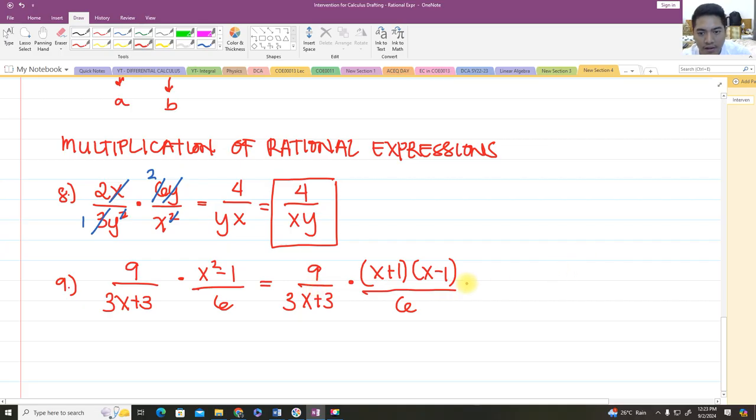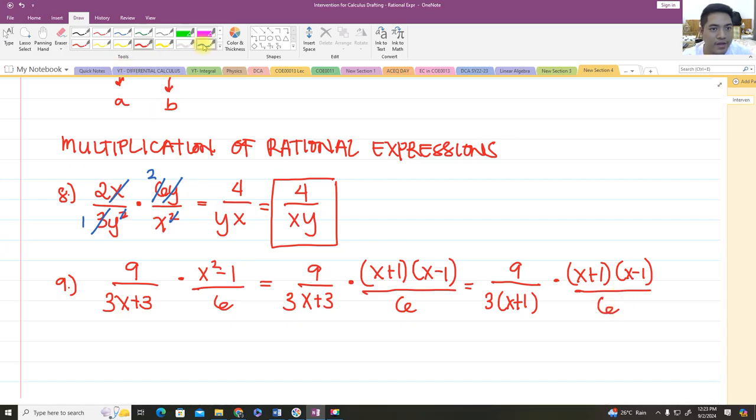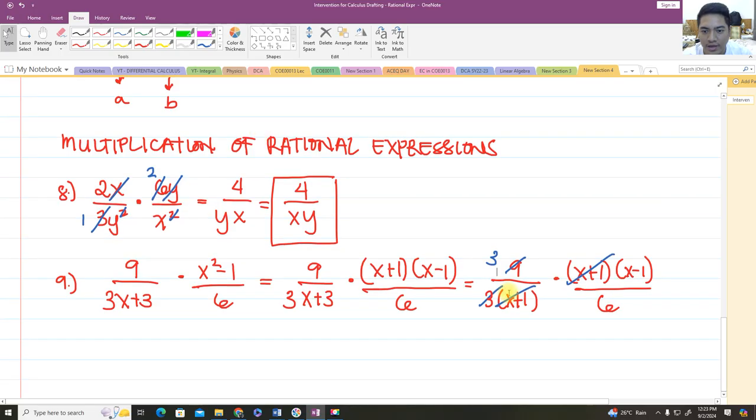I can also factor the denominator of 9. The greatest common factor is 3, so we have 3 times x plus 1, multiplied by x minus 1 all over 6. So if I do that, the x plus 1 will cancel, and you have 9 all over 3, that will become 3 all over 1. So you now have 3 times x minus 1 all over 6.